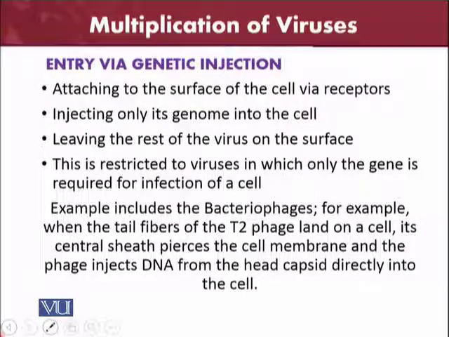Now, genetic injection: attaching to the surface of the cell through the viral receptors, injecting only the genome of the virus into the cell. The rest of the virus particle, the rest of the capsid, will be outside the body, and this is restricted to viruses in which only the gene is required for infection. Examples of virus entry through injection include the bacteriophages. For example, the T2 phage virus lands on the cell and its central sheath presses the cell membrane, and the phage enters inside the body. So only the genetic material of the virus enters inside the body of the host. It is called genetic injection.